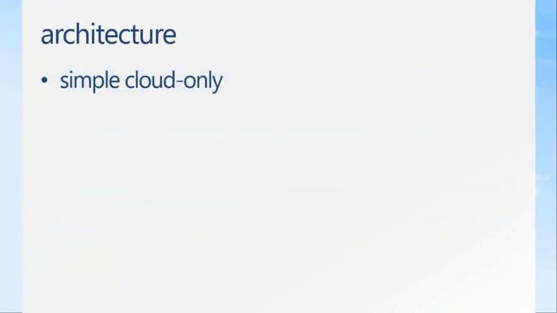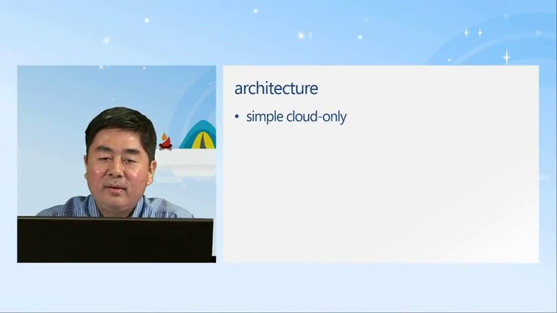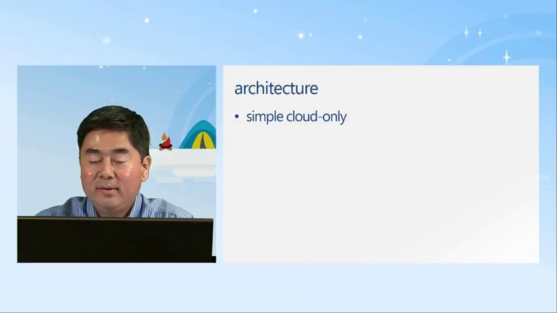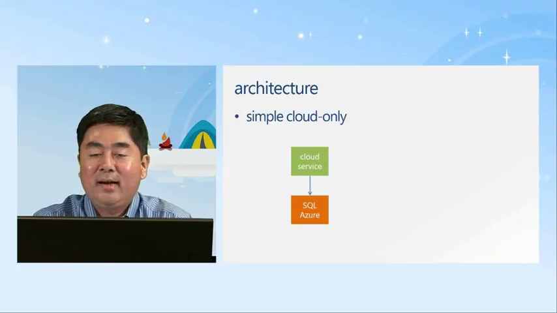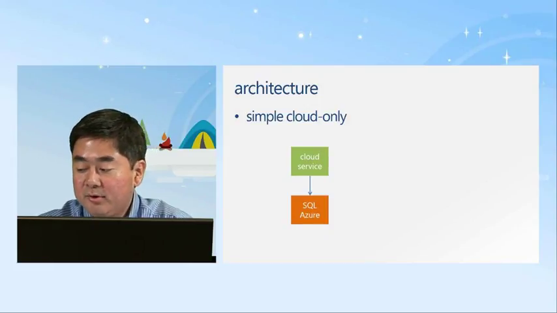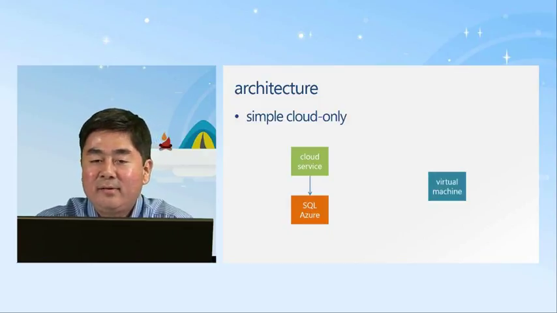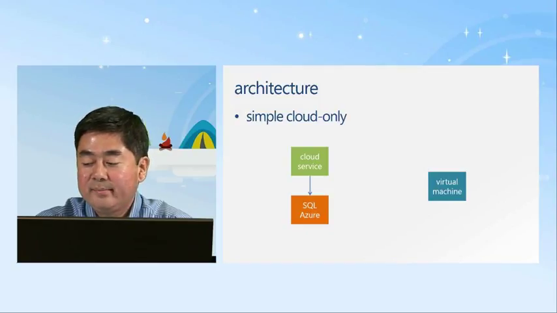Now, if we take a look at some typical architectures you might have when you're trying to figure out how to migrate an application to the cloud, you may start off with a very simple cloud-only architecture where everything's running in Windows Azure. You might have a cloud service running an ASP.NET application, and maybe a SQL database, but running in the managed SQL Azure environment rather than installing your own VM. Alternatively, maybe you need to put an Active Directory server into the cloud. Then you might look at provisioning a virtual machine and running your applications in that.